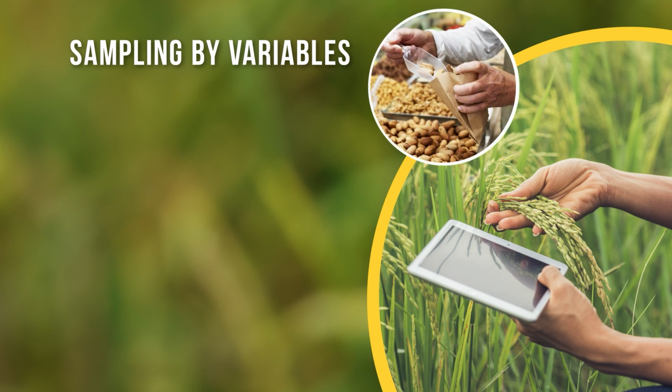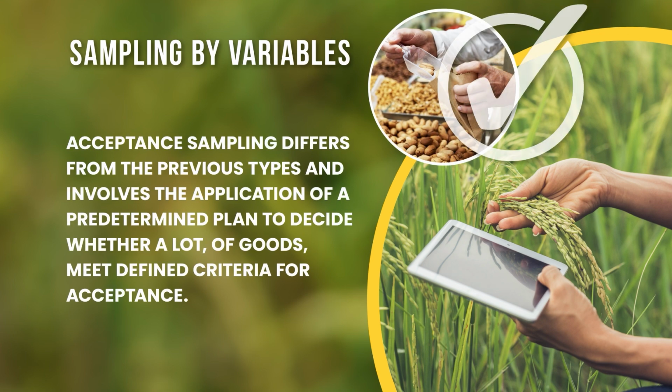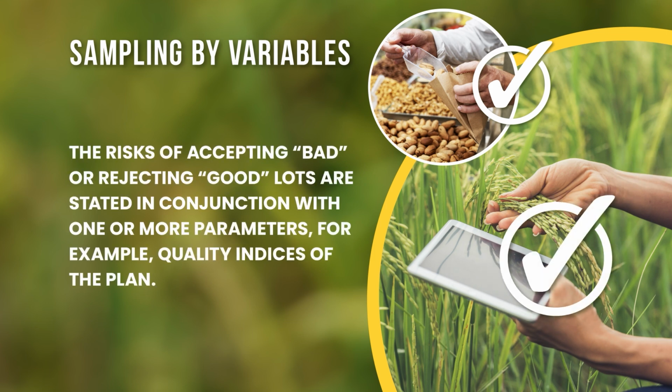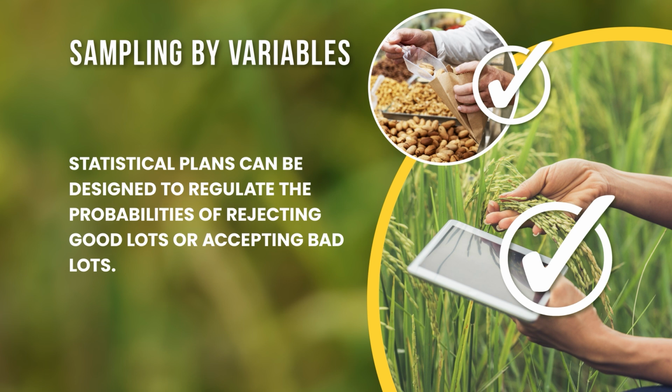Acceptance sampling differs from the previous types and involves the application of a predetermined plan to decide whether a lot or goods meet defined criteria of acceptance. The risks of accepting bad or rejecting good lots are stated in conjunction with one or more parameters, for example, quality indices of the plan. Statistical plans can be designed to regulate the probabilities of rejecting good lots or accepting bad lots. Remember, rejecting good lots is a vendor risk, accepting a bad lot is a consumer risk, and it has to be kept in mind while carrying out the sampling.